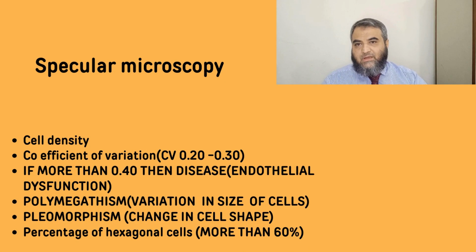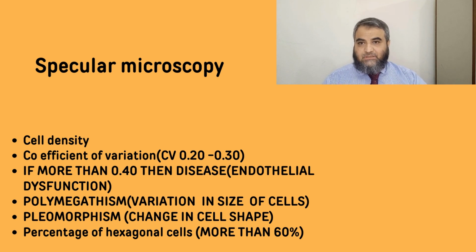Now I come to the importance of specular microscopy. Specular microscopy to do endothelial cell count is usually done in post-PKP patients, DSAEK, DMEK, and any corneal dystrophies. But it is our routine practice to do specular microscopy and endothelial cell count in all patients undergoing cataract surgery. This gives the surgeon the exact idea about the health of the cornea.